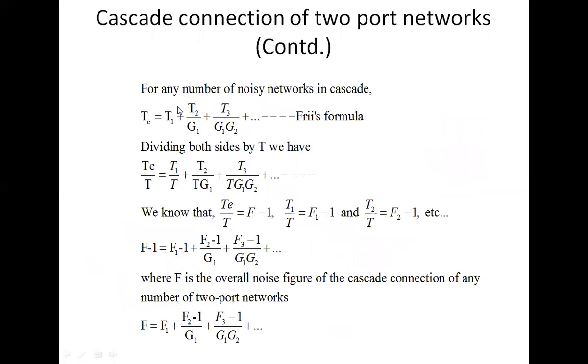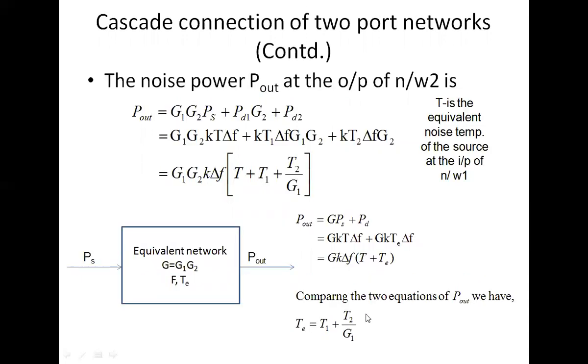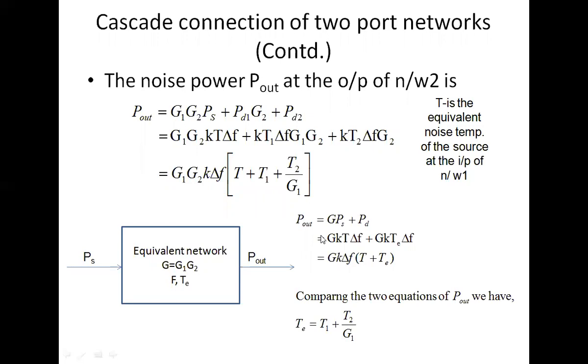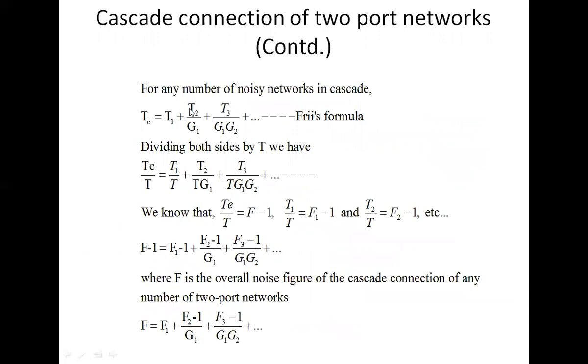Continuing with this. This is a case where there were two networks in cascade. Now, let's say there are a number of noisy networks in cascade. So for any number of noisy networks in cascade, TE is equal to, this was for 2, T1 plus T2 by G1. Now it is T1 plus T2 by G1 plus T3 by G1 G2 plus etc. This is known as Friis formula.